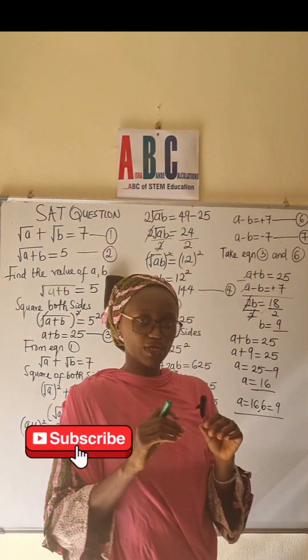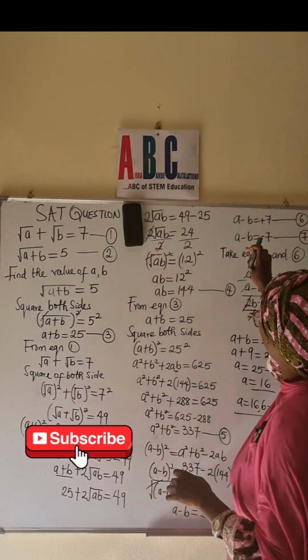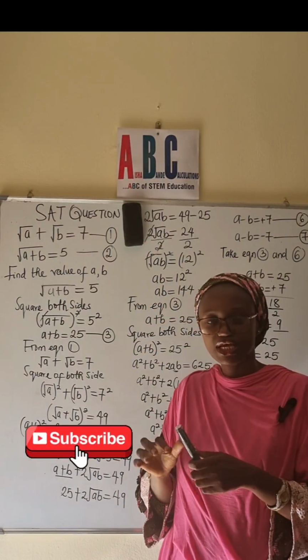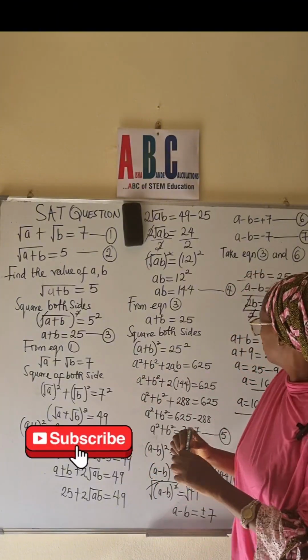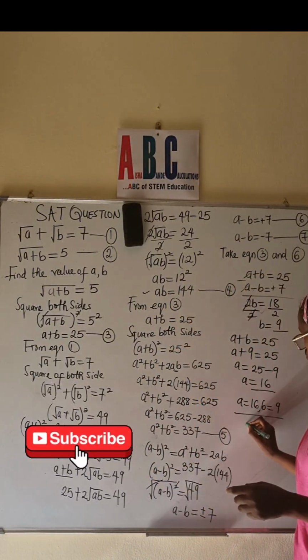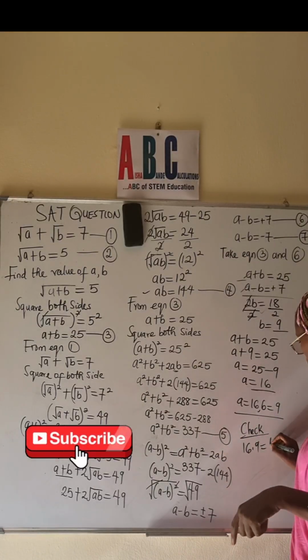So if you want to know if your answer is correct, you can pick any of the equations of your choice, right from equation 1 up to equation 7. Substitute the values of A and B gotten into the equation and you see that the answer is correct. Now let's just take any equation of our choice at random. Let's pick equation 4. Let's see if AB is equal to 144. This is just to check. We know that the value of A is 16 and the value of B is 9. 16 times 9, check your calculator, that will give us 144.